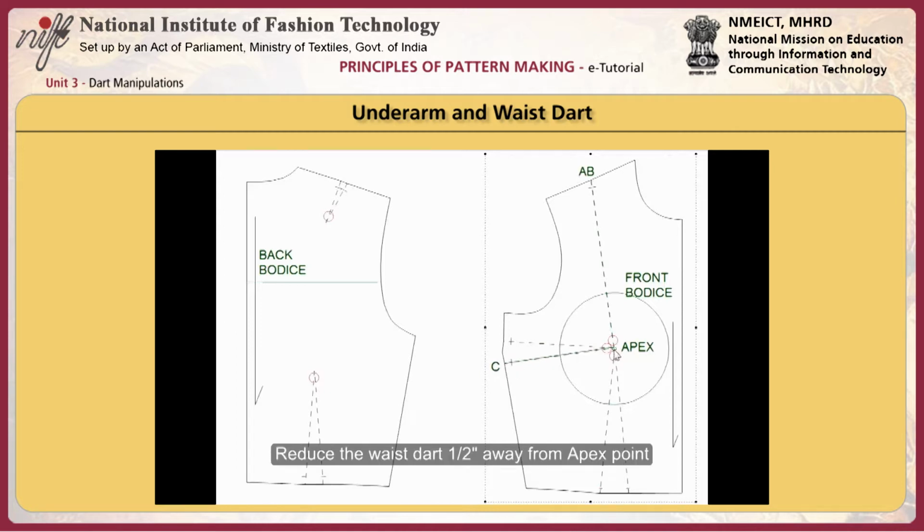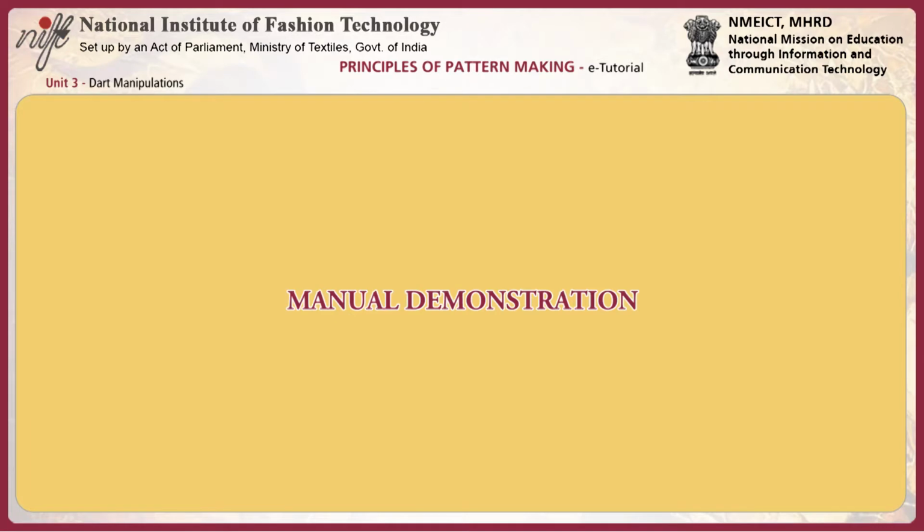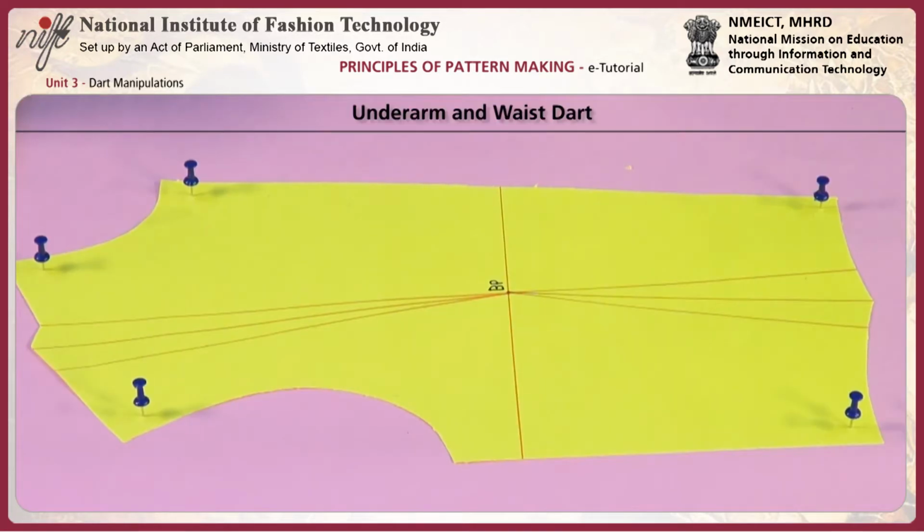Reduce the waist dot by half an inch away from apex point. Reduce the underarm dot half an inch away from apex point. The shoulder dot transfers to underarm dot. Now we are going to see how to make underarm and waist dot. To make this, use sloper of shoulder and waistline dot.